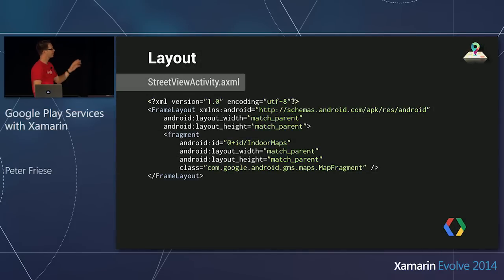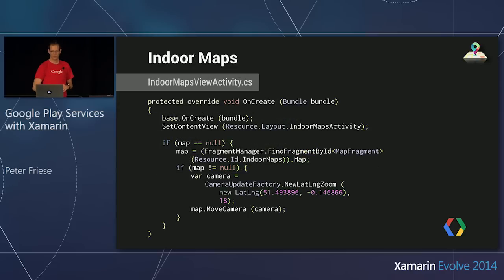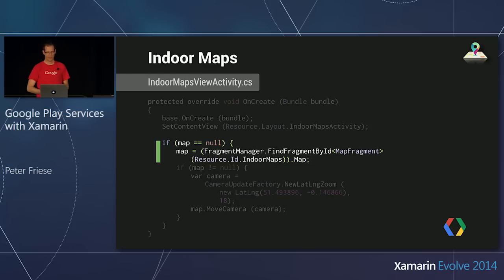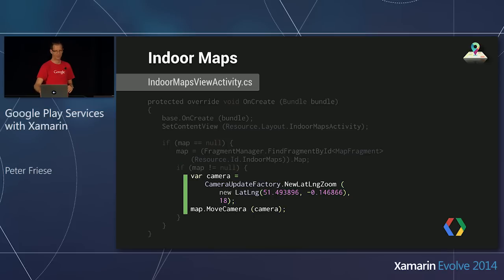So what you need to do is you provide the map fragment in your layout file. Then in your onCreate method, you connect to your UI. And then you set up a new camera. You position the camera to a latitude and longitude. And then the 18 is an important number because this basically is the zoom factor. And you have to play around with this a little bit in order to find out where exactly you need to position the camera in order for it to show you the indoor map. And then finally, you ask the map to move to the camera.